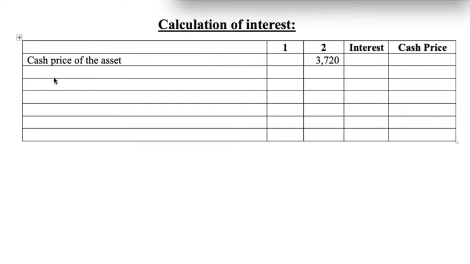But he has made some advance, so we are going to deduct it: less advance. How much is the advance paid? It was paid on 1/1/2015, when they entered into an agreement. The total amount paid was 1,000 rupees. So we deduct that amount from the cash price, and hence the balance on 1/1/2015 is now 2,720.